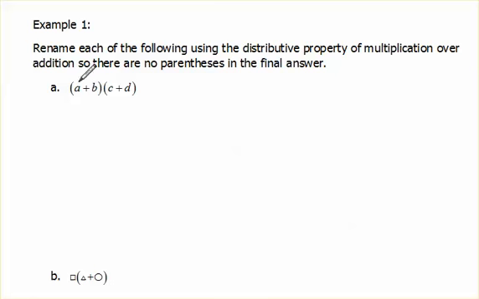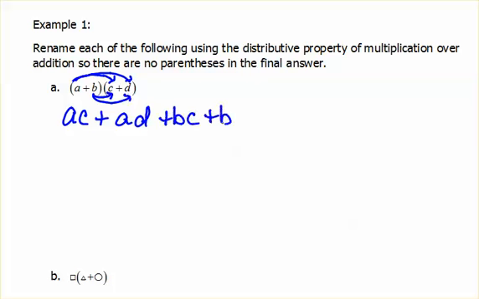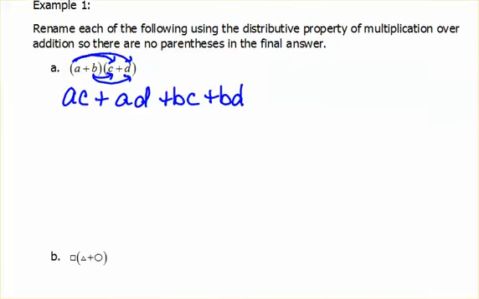So in this case, did you distribute your A to get AC plus AD, and then distribute your B to get plus BC plus BD? If you did, then you did that absolutely correctly.